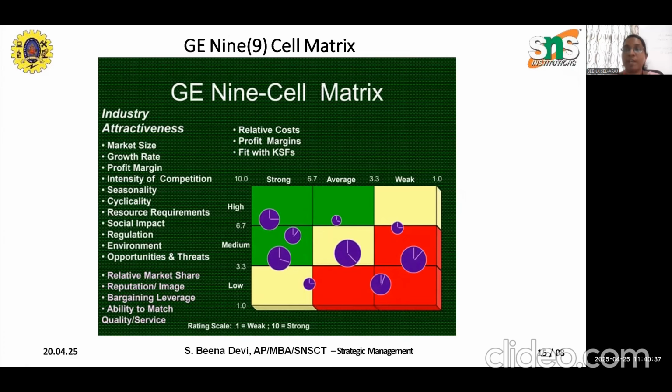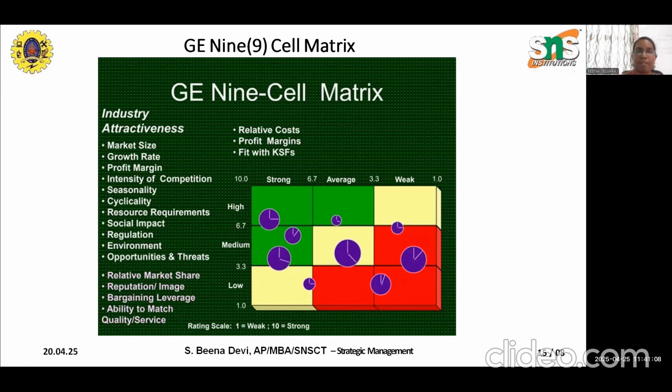As I've told you earlier, in the vertical axis, the factors coming under the industry attractiveness need to be considered. And in the horizontal axis, we need to take the business unit strength. Based on that, we are going to derive the GE 9 cell matrix, which has a range of strong, average, and weak, and high, medium, and low. This is the scaling which is implemented in calculating the GE 9 cell matrix.